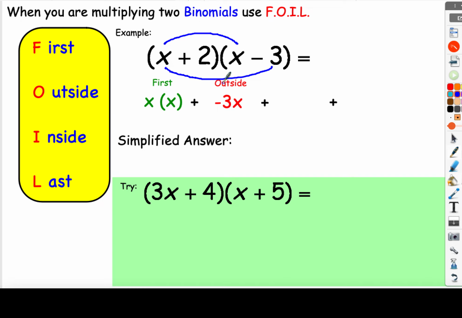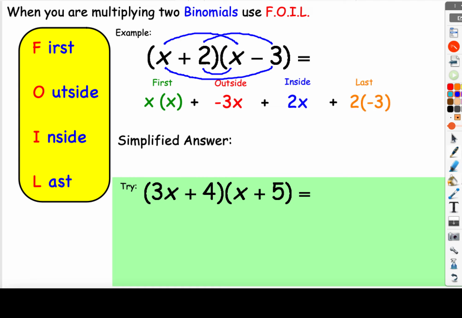Well, if those are the 2 outside terms, then 2 and x, these 2 in the middle are the inside terms. So we're going to get a 2 times an x for an inside term. And notice how I'm just adding all of these terms together afterwards. x times x, we get a term, so let's separate that with addition. Negative 3x is another term separated by addition. 2x, another addition. And then finally, we've got last here. First, outside, inside, last. So the last is just the 2 times the negative 3. And basically, that's our negative 6 there.